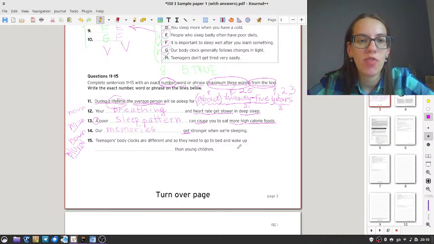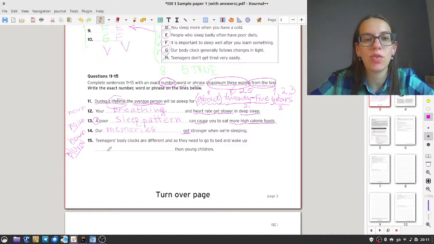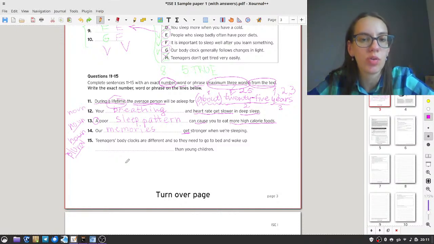And finally, number 15. Teenagers' body clocks are different, and so they need to go to bed and wake up than younger children. Well, what kind of word do you expect to see here? What part of speech will it be? Can it be a noun? Well, this time no. Go to bed, wake up, when? So you will want some kind of an adjective or adverb.